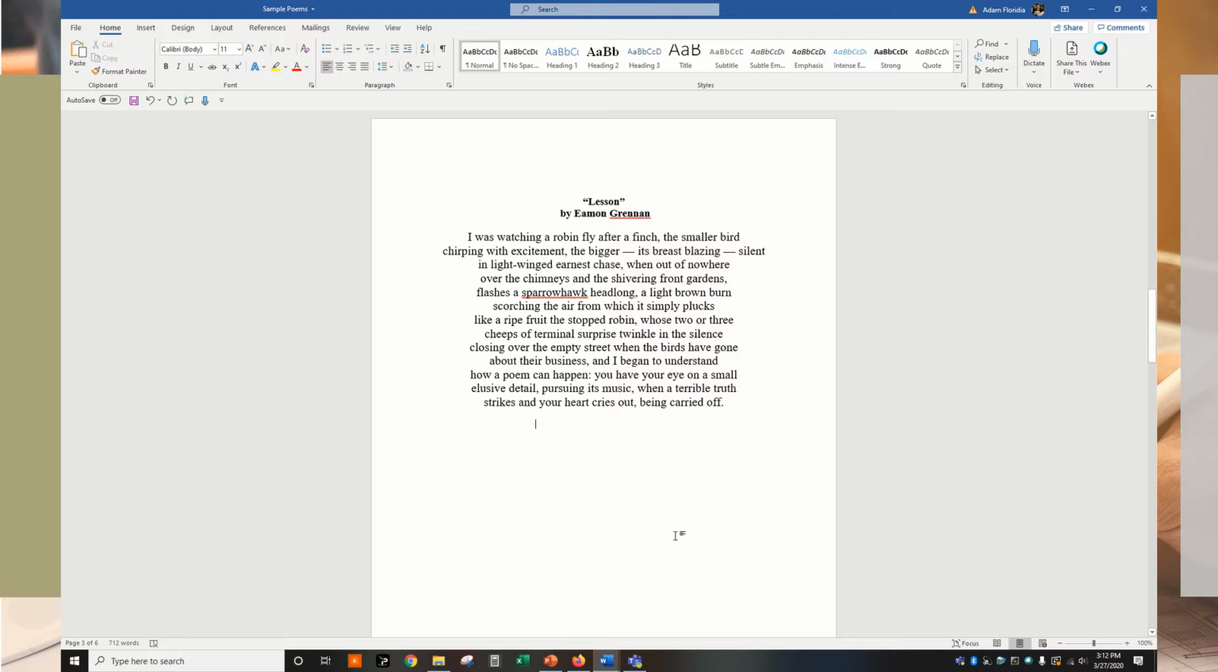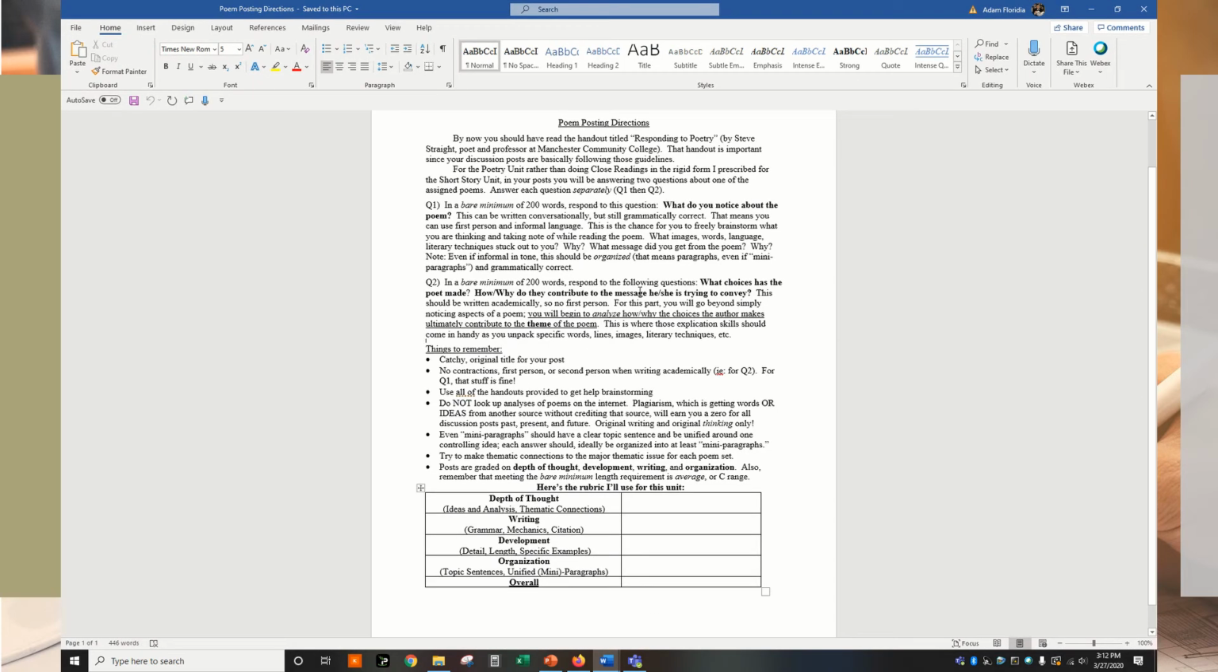What did you notice? Then you write this in an organized fashion. Some of the confusion I know comes from part two. What choices has the poet made? How and why do they contribute to the message he is trying to convey? The question I get a lot is, how is that different than part one? And that's a great question because honestly, it's not completely different.